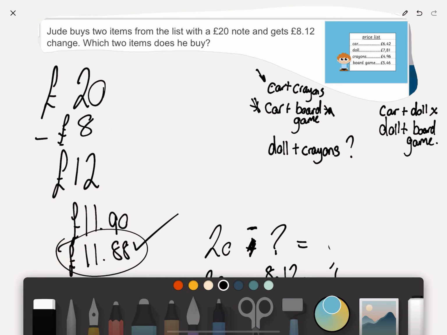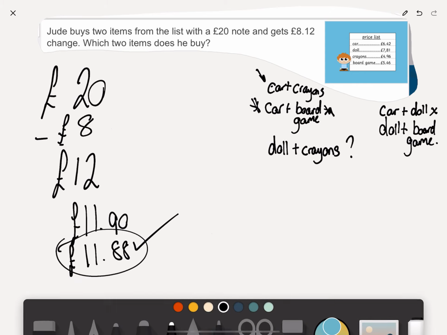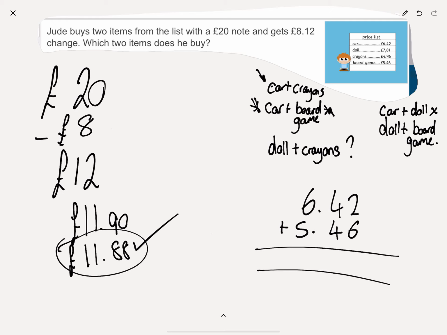Okay. So what I'm going to do now with my £11.88 is add some of these together and see which one adds to £11.88. I'm going to start with the car and the board game because I put a star by it. Obviously, when I went through that part of the question, it looks the most reasonable to me. So that seems to be the sensible place to start. So simple column addition, 6.42 add 5.46: 8, 8, 1, gather on, 11. Perfect. So the answer is the car and board game.